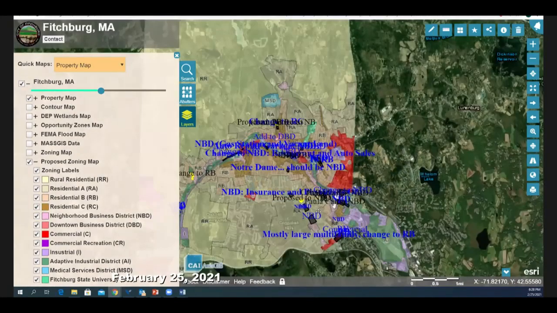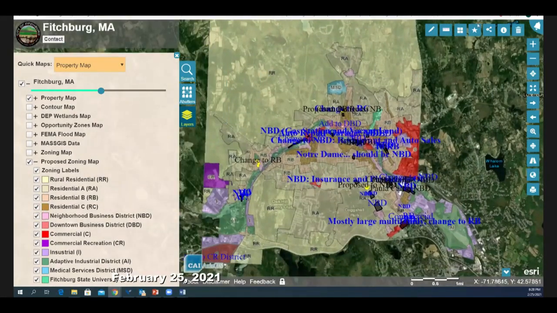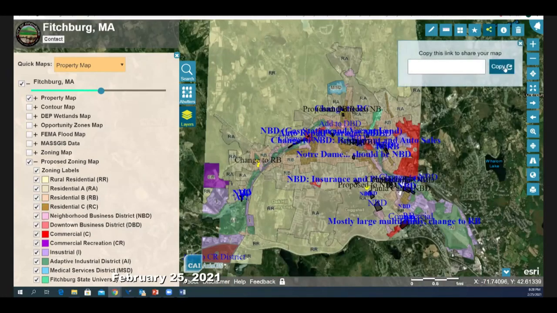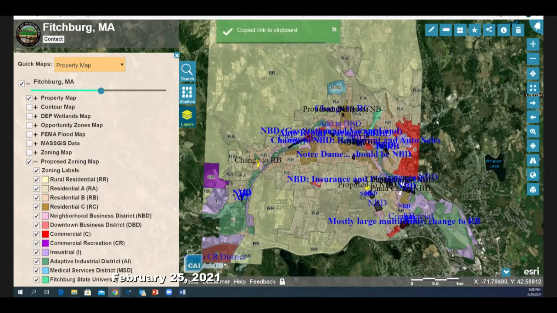All right, does anybody have any objections to any of these proposed changes that they'd like to consider separately? All right, I'd entertain a motion to approve the changes to the zoning map as amended. So moved. Second. And thanks Tom for his hard work.